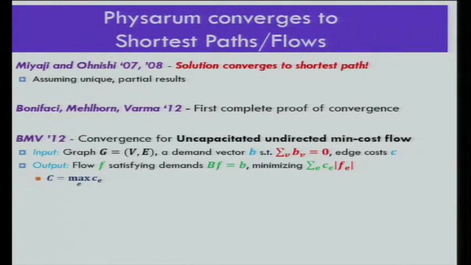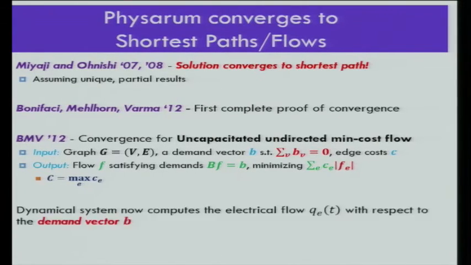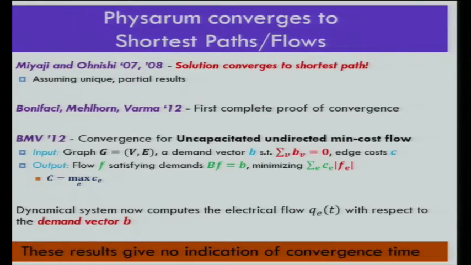One constant that will keep appearing is the maximum cost. For this talk, just assume that this constant is just 1. So they also showed that not only does the dynamics converge to the shortest path, almost similar dynamics converge to the solution of this uncapacitated undirected flow. Now here, the dynamical system changes only by the fact that instead of solving the electrical flow for the demand vector 1 and -1, you solve it for the demand vector b.